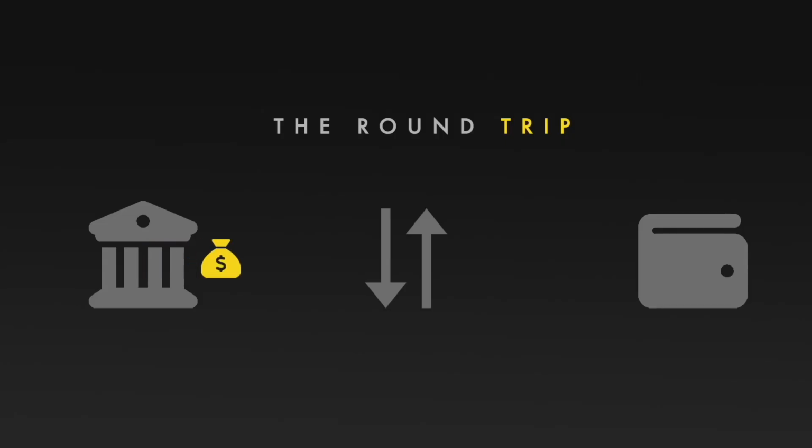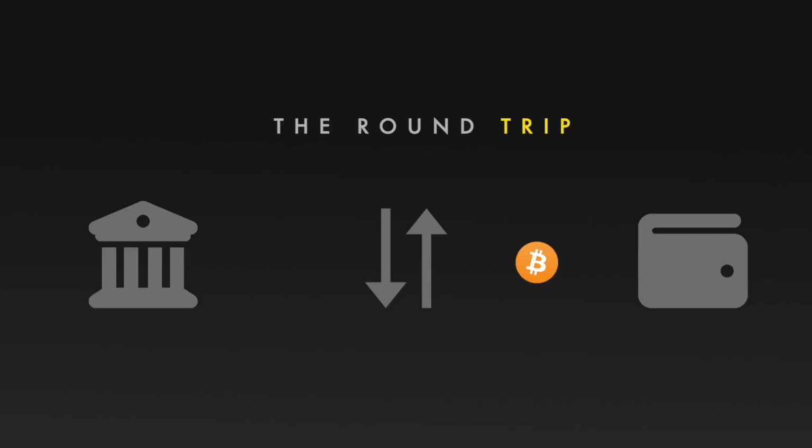Now it's time for the first leg of the round trip. That's where you send money from your traditional bank account into the exchange. You're then obviously going to convert that money into Bitcoin and withdraw your Bitcoin to a wallet. But those steps come later. The first stage is to get money from your traditional bank account into the exchange.